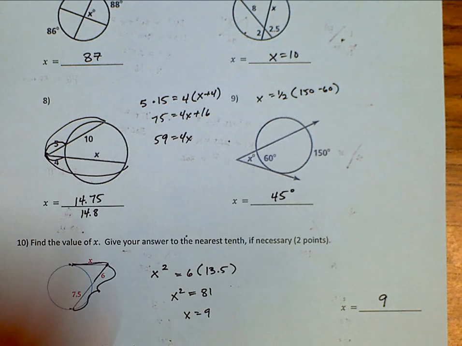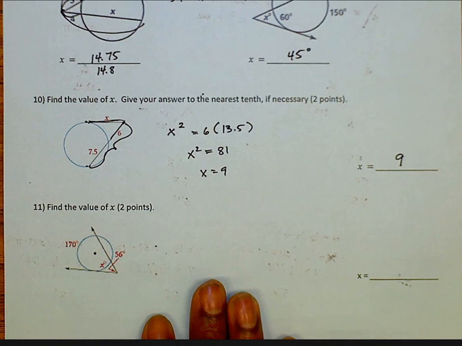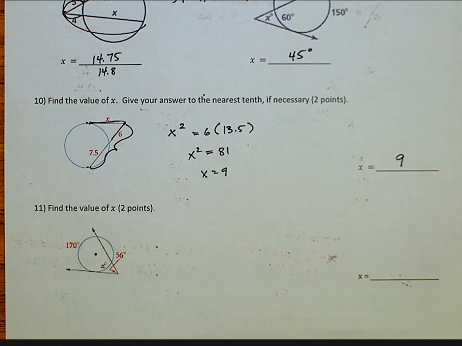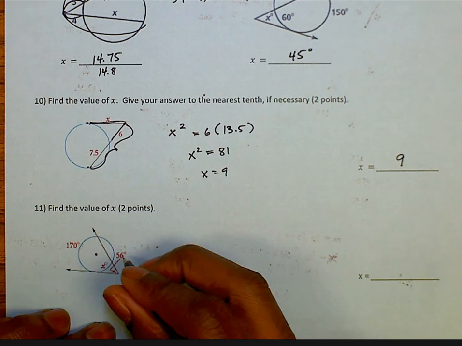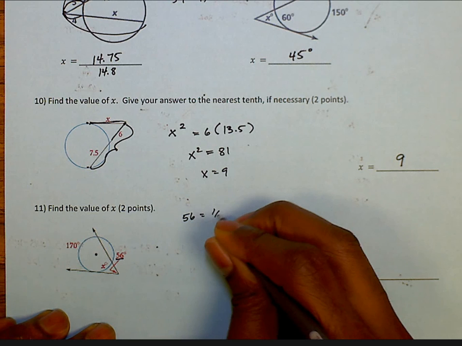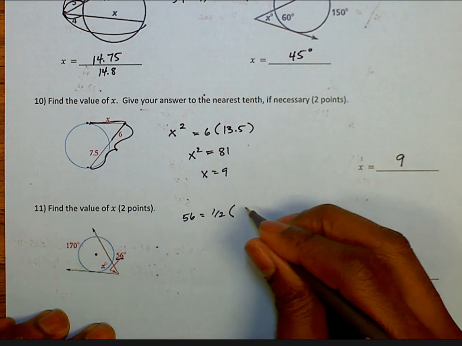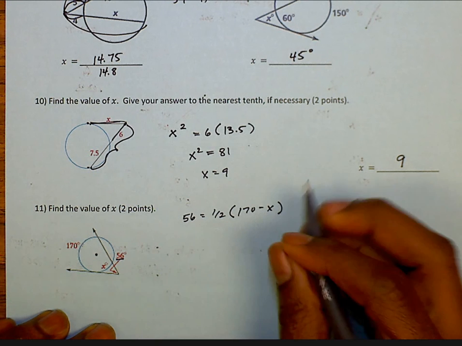Alright, number 11, final question for this practice quiz. Same situation as we've seen a few times already. 56 is the angle that's made outside of the circle. It should be half of the measure of the arcs that are intercepted here. 170 minus x. Okay, so now I'm just solving for x.